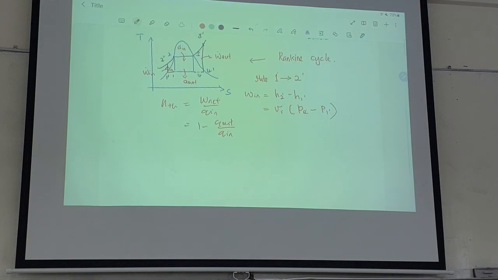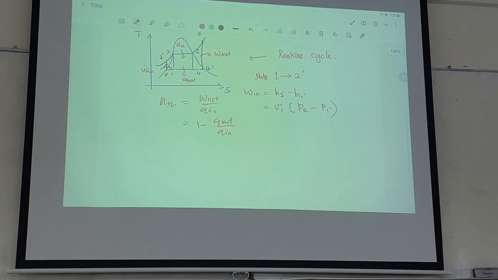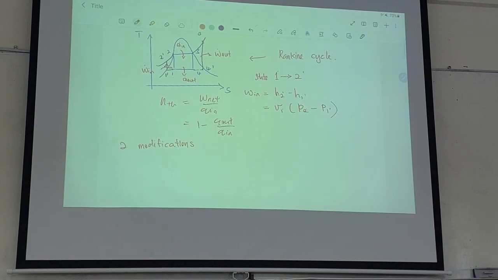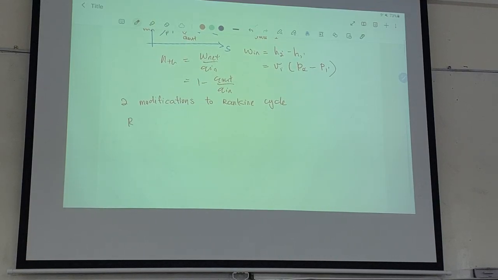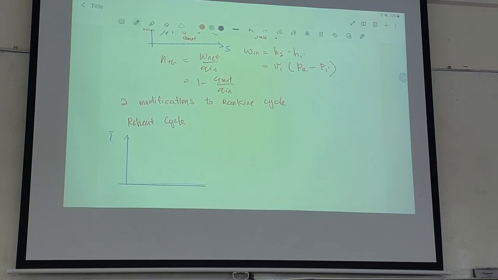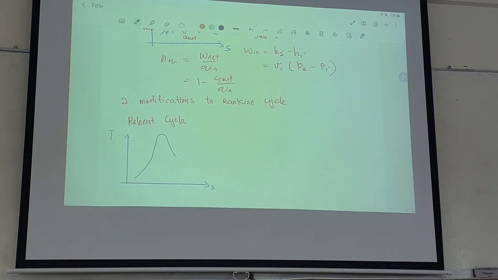Okay, so then we have 2 different modifications to the Rankine cycle. The first one is the reheat cycle. For the reheat cycle, it is pretty much the same thing, just that we reheat it 1 time.